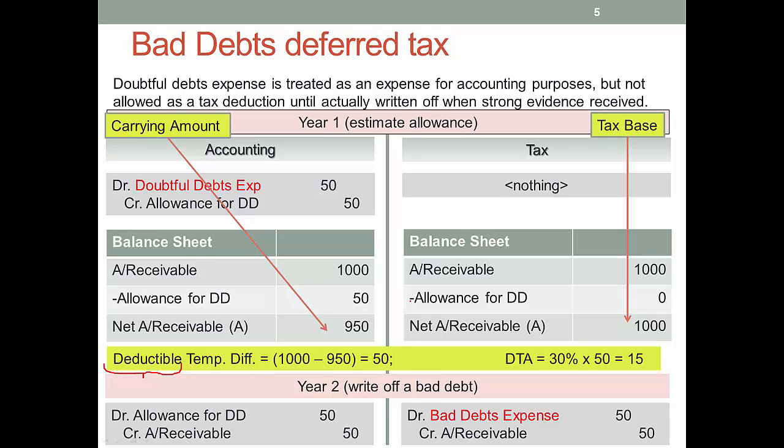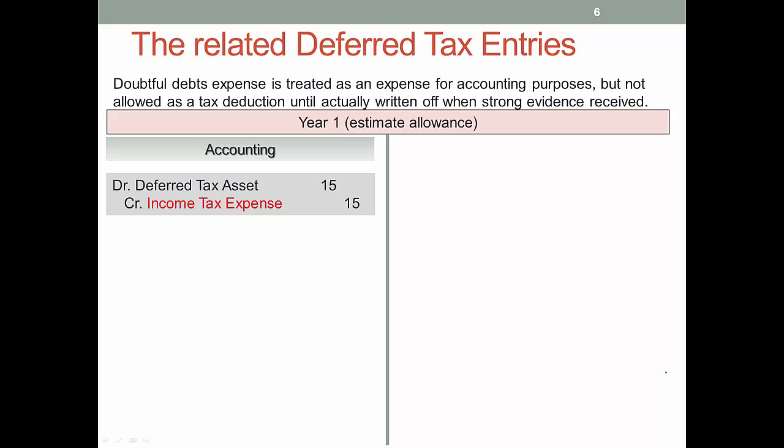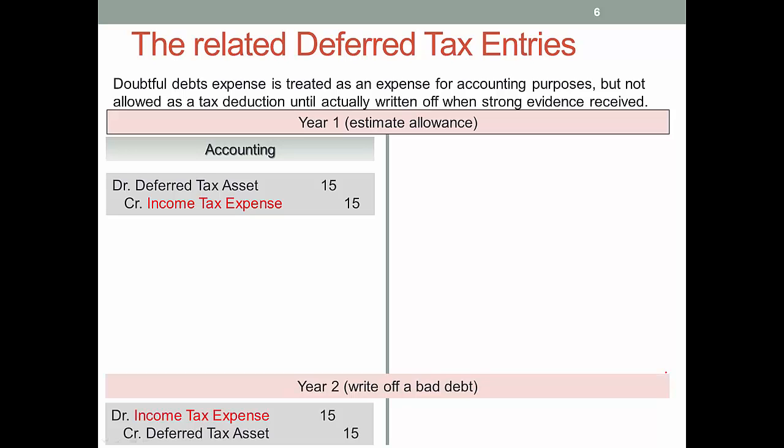Okay, so we know that in the first year we've got a deductible temporary difference of 50, leading to a DTA of 15. By the end of the second year it's gone away. So what are the deferred tax journal entries? Well, of course they're only going to happen in your accounting books. You're going to record a deferred tax asset in the first year. The credit goes against income tax expense, and you're going to reverse that in the second year, so the DTA goes away. Why does it go away?